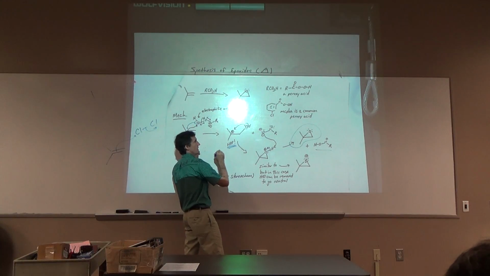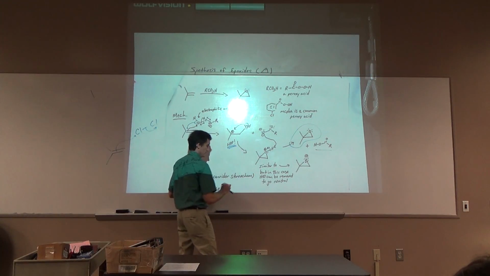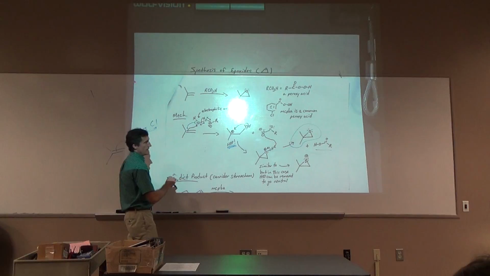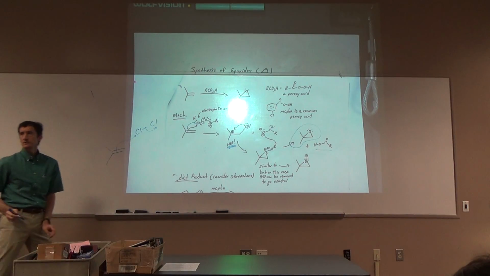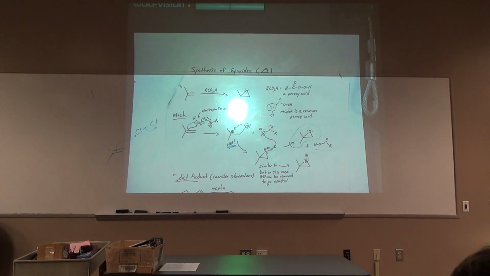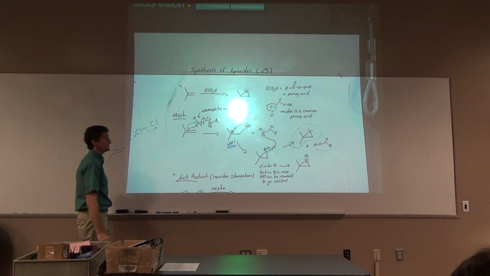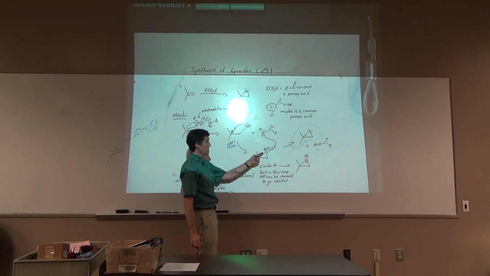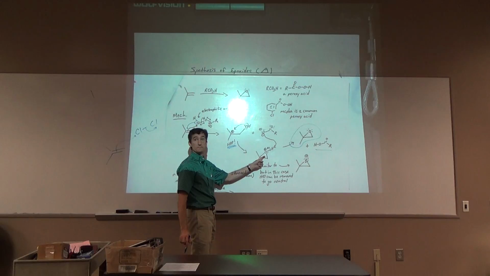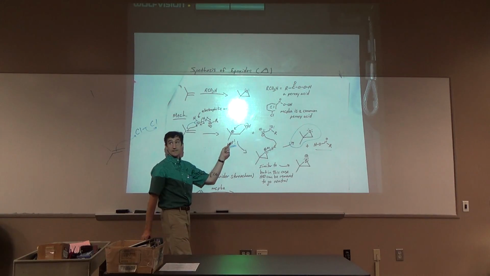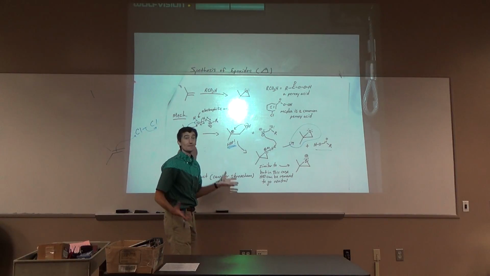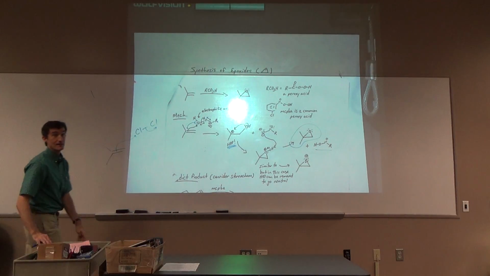Write this. How many intermediates in this entire mechanism on the board? Two. Oh, no. Only one right there. That's the only intermediate. That's not an intermediate because that's not actually formed. If it isn't formed, how can it be? You see what we're doing here?